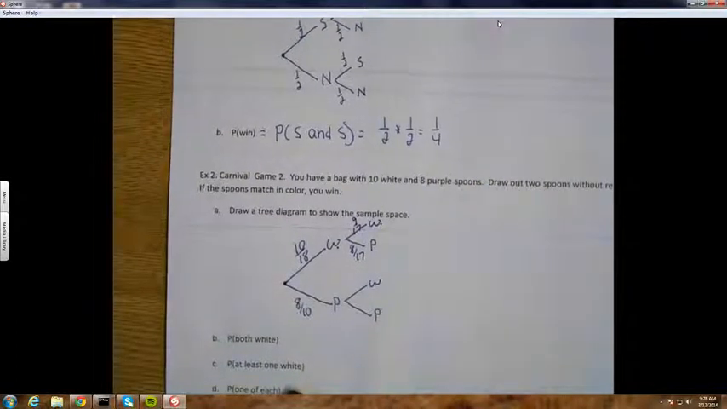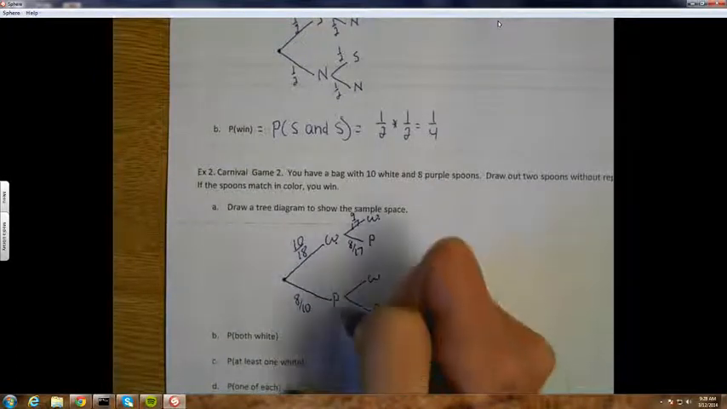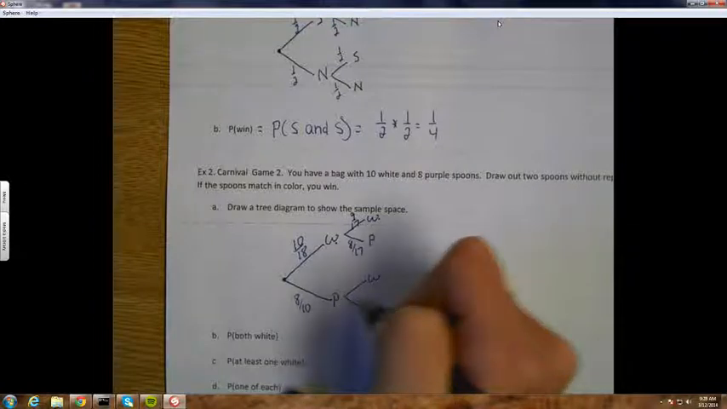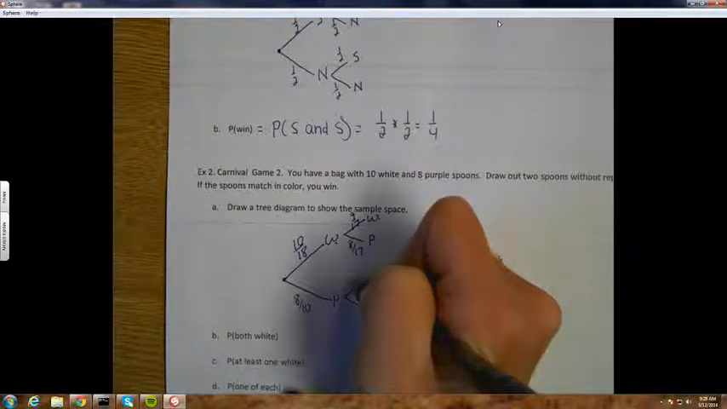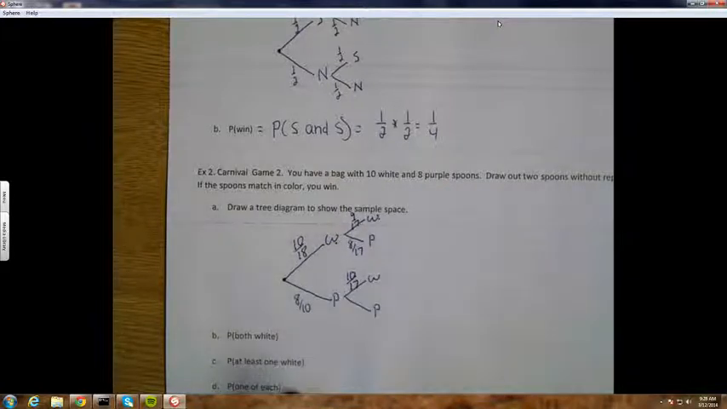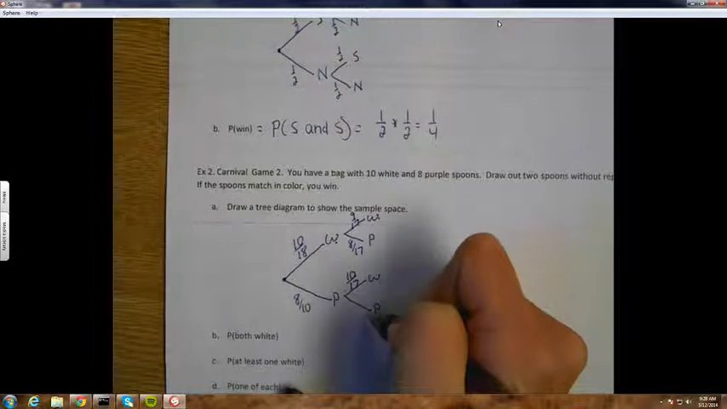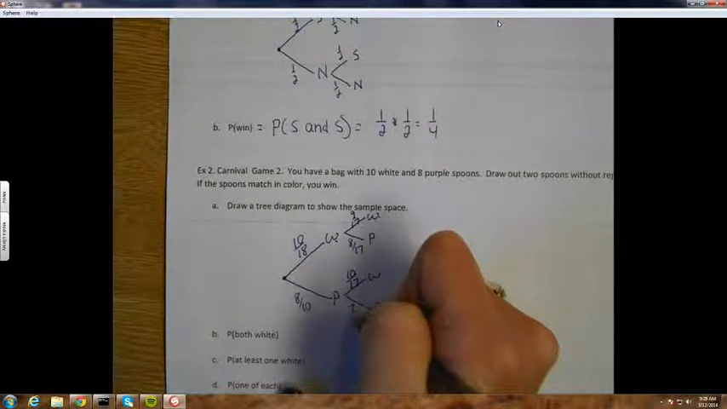Okay, next branch. Assuming I picked the purple one out first, what's the probability my second one's a white one? 10. All 10 are still in there, but only 17 to pick from. And the purple? 7 out of 17.